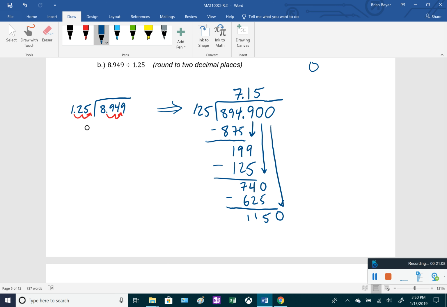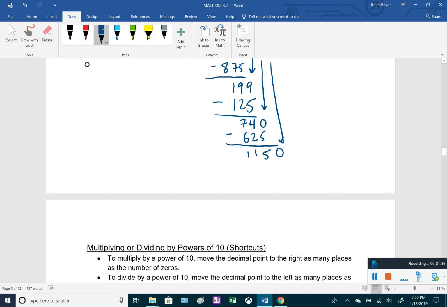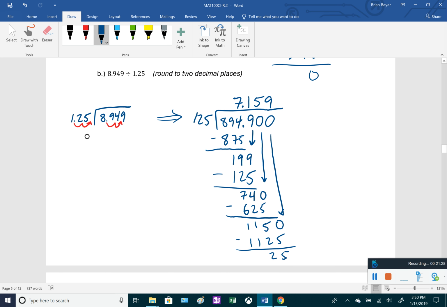We get 1,150. 125 goes into that 9 times. 9 times 125, it actually doesn't even matter, but it's 1,125. Subtract, we get 25. So we could keep on going with this by adding the zeros at the end. But rounding to 2 decimal places, we need 3 decimal places to round to 2 decimal places. So when we get 7.159, we look at the 9. Since it's 5 or more, we round up, meaning our answer is 7.16.